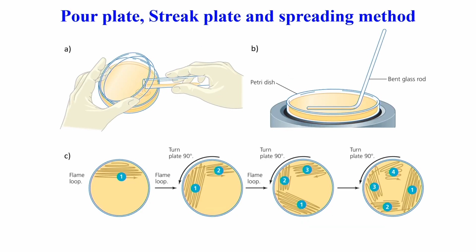So, you can see pour plate method, you are having an agar plate and you are pouring the solution which is having your sample here. Here you are spreading on the petri disk having solidified agar using a bent glass rod. In the C you are streaking. So, this is a pouring, spreading and streaking.